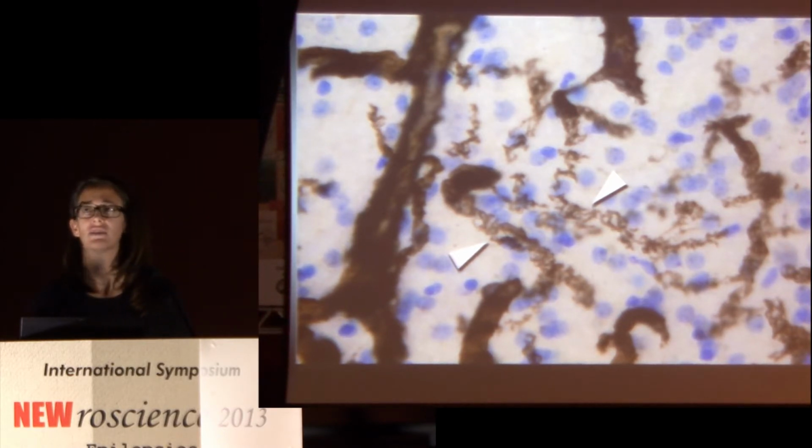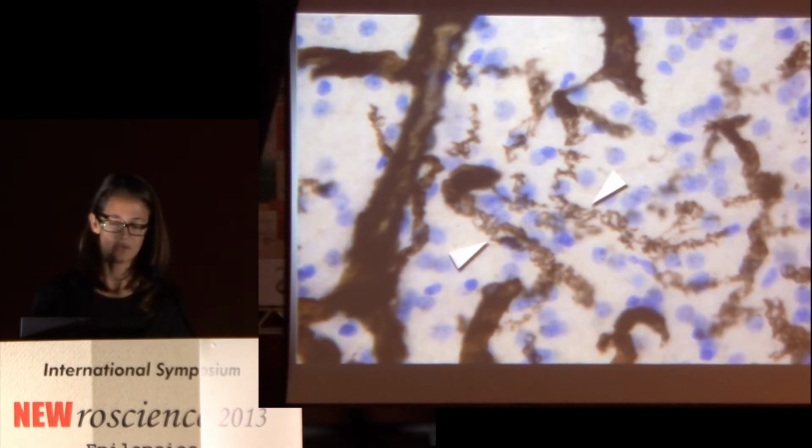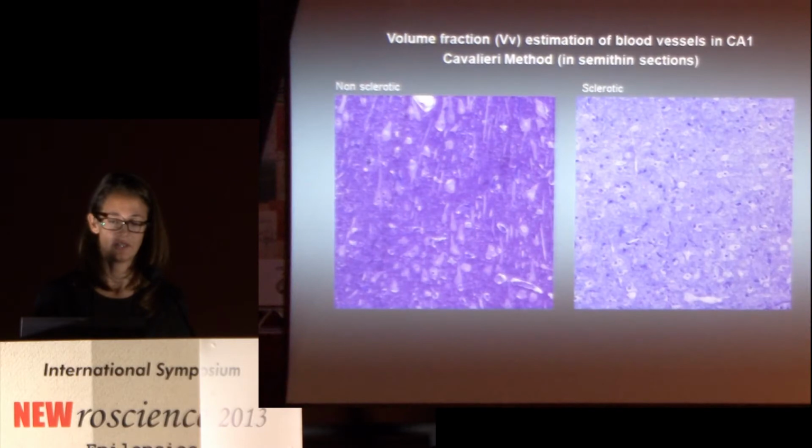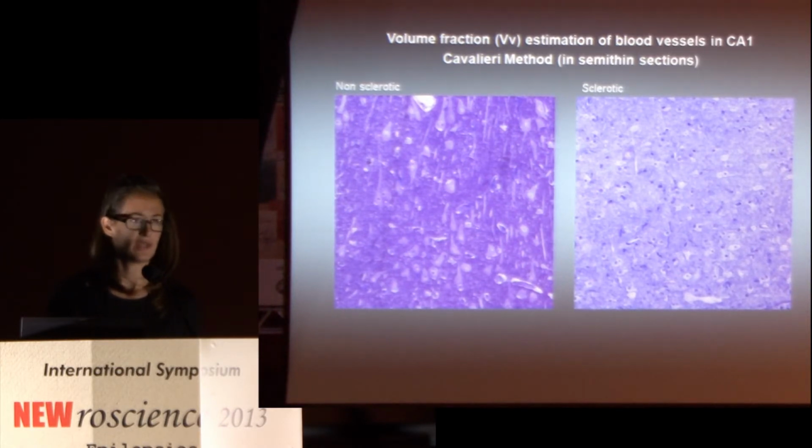They were not like blood vessels. So we decided to investigate the structure of these elements under the EM, and also to make a detailed examination in light microscopy. We estimated how many of these blood vessels were present in the non-sclerotic and in the sclerotic tissue, because we have a contradiction between the AP staining and the collagen 4 staining.